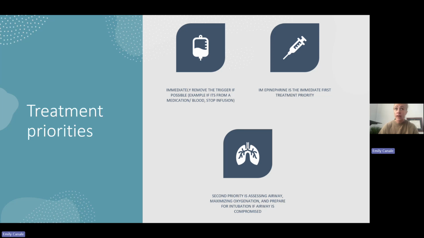The second priority in this case is assessing the airway. We're going to maximize oxygenation through the initiation of oxygen. So you're going to give them 100% O2. If we need to prepare for intubation, we will. If we need to give them IV fluids, we will. Other medications we commonly use for anaphylaxis are things like antihistamines, corticosteroids, and inhaled bronchodilators, like our albuterol.